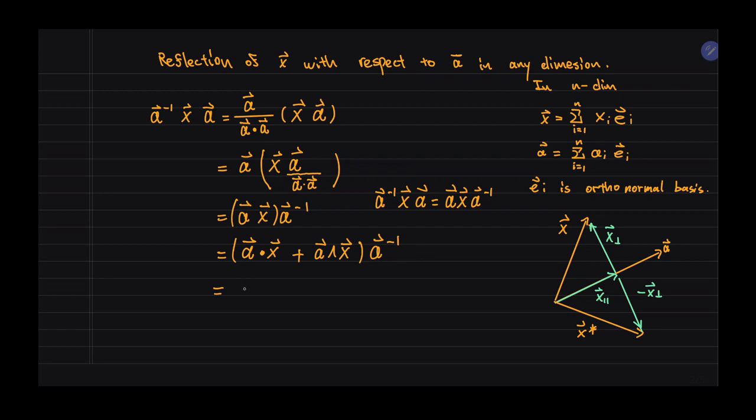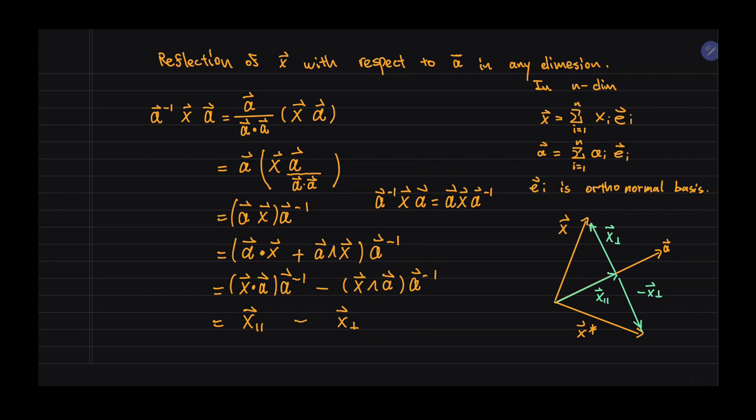So what we are going to have is x dot a, geometric product with a inverse, minus x wedge a, geometric product a inverse, and that is exactly equal to what we had before: x parallel minus x perpendicular to a.